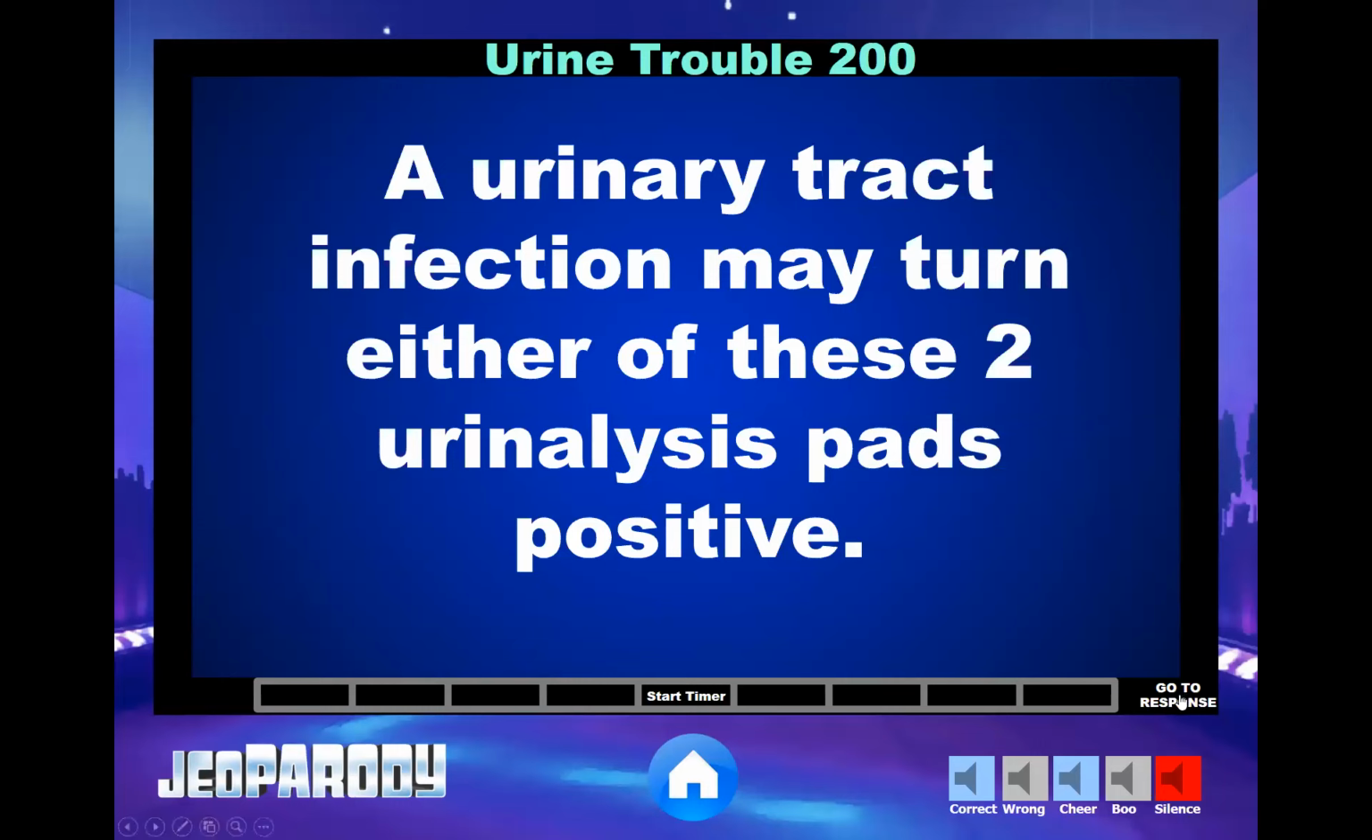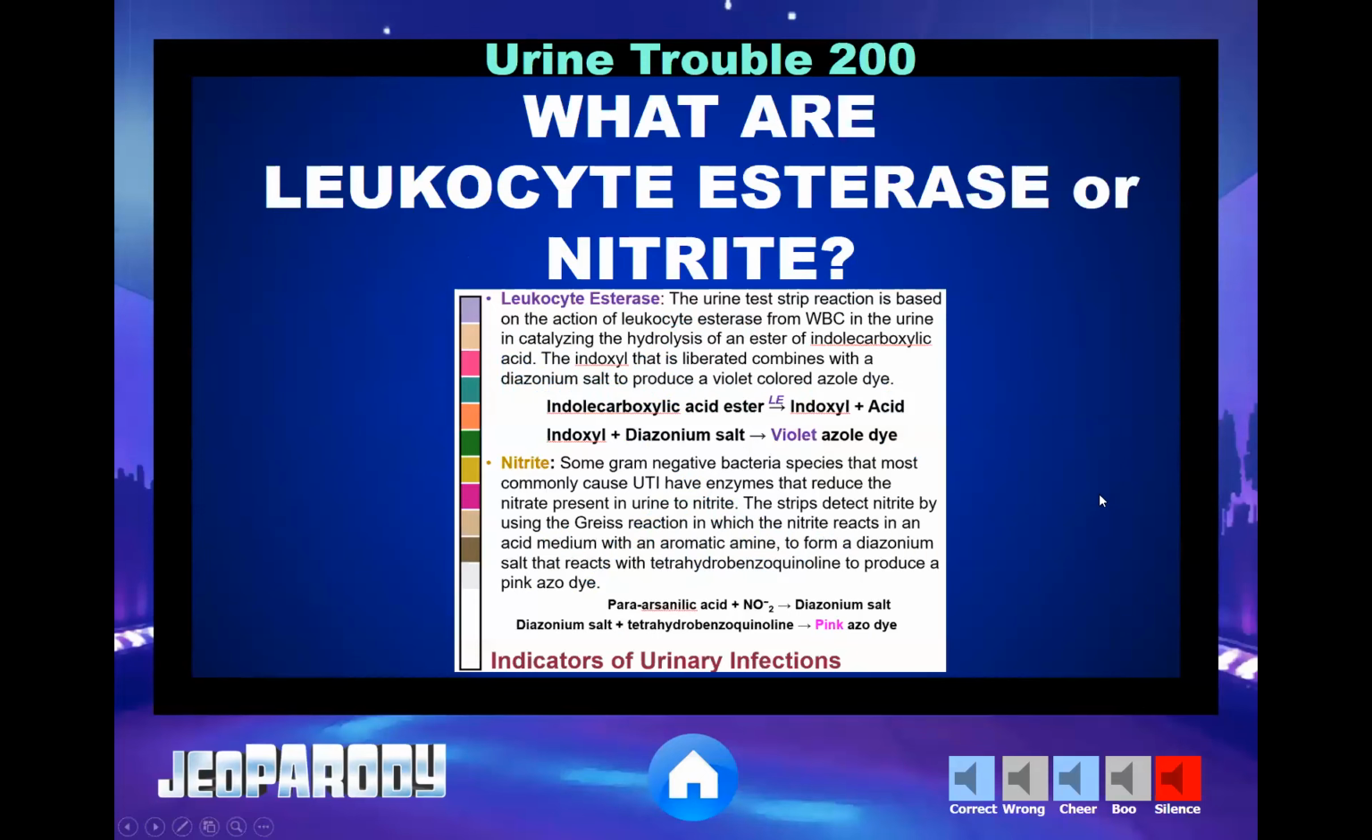Tiara, good recollection. Both nitrites and leukocyte esterase, that's the correct answer. The WBCs in their granules are going to have leukocyte esterase, and that is going to be able to convert our substrate to a product that's going to cause a violet color change. And some gram-negative bacteria species that most commonly cause UTIs have enzymes that reduce nitrate to nitrite and will cause a pink color change on the nitrite pad.